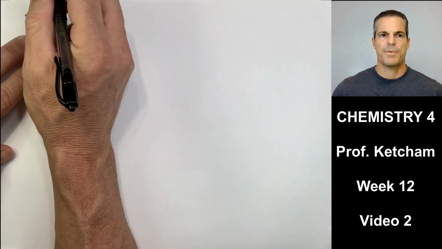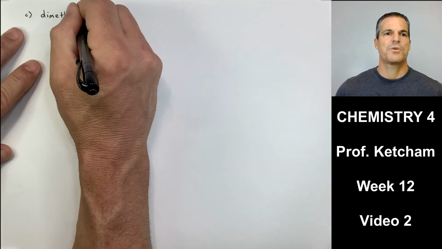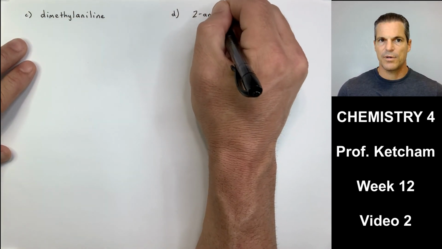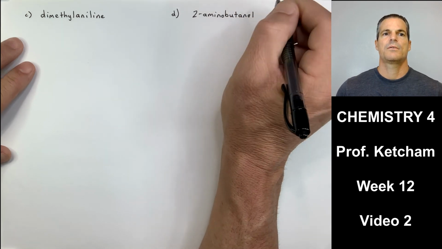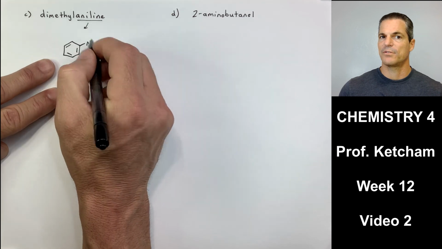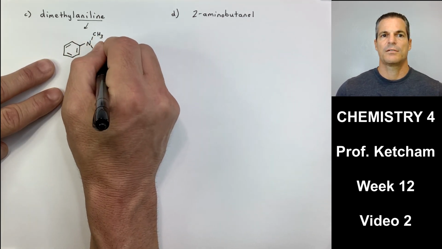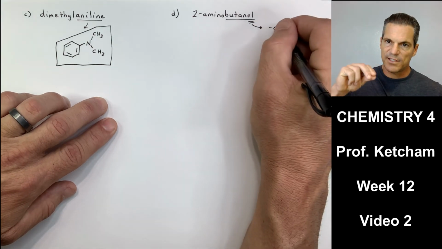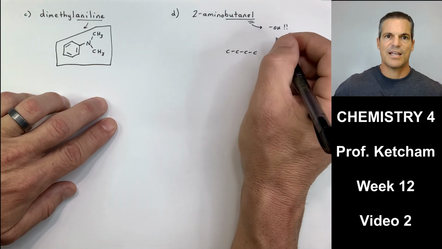All right, top of our next page here we have C. I want to draw dimethyl aniline. So aniline means I've got to draw a benzene ring with an NH2, at least to start. And then I have to erase those H's and put my 2 methyls on there. See what I've done? So that's aniline, which was a benzene ring with NH2. Erase the H's because it's a dimethyl instead.